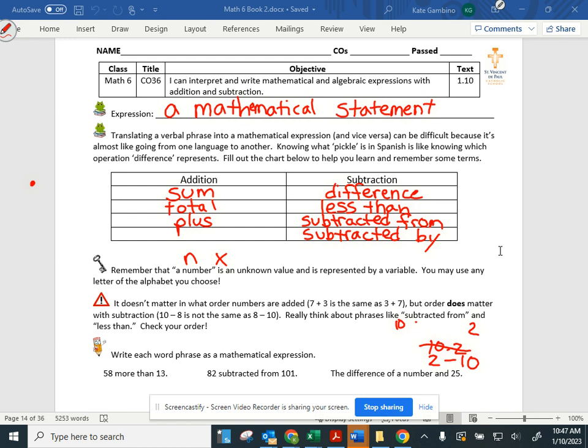Same thing with less than. 10 less than 2. It means we're starting at 2 and we're going 10 less than it. So 2 minus 10. Right? So when we see less than and subtracted from, it means we start with the second number and subtract the first number. But when we find the difference and subtracted by, it means you go first number, subtract the second number. So we have to be careful with that. So let's do some together.